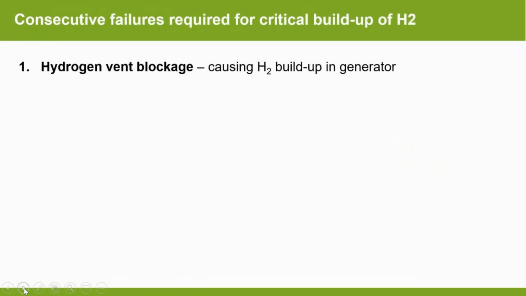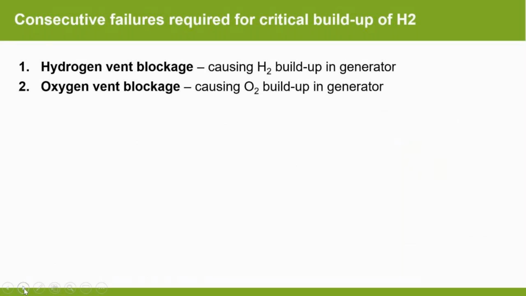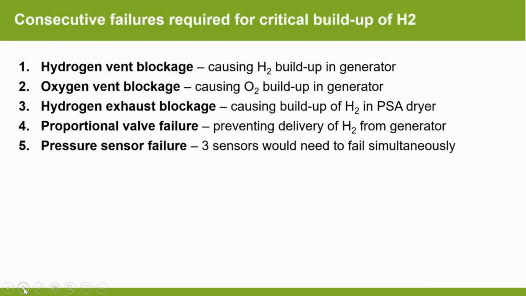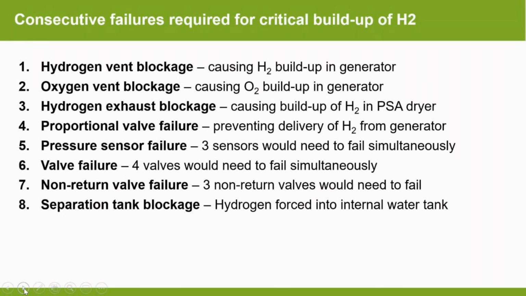We also have put together a list of consecutive failures that would need to occur for a critical buildup of hydrogen within the system. So I won't go through these in too much detail, but basically we would need 8 consecutive failures of multiple components within the generator to have a risk of an explosion, if you will. So basically, it's almost impossible for this sequence of events to occur.